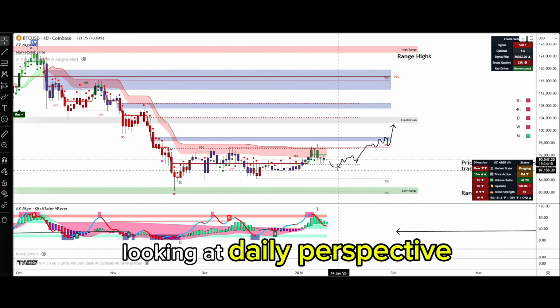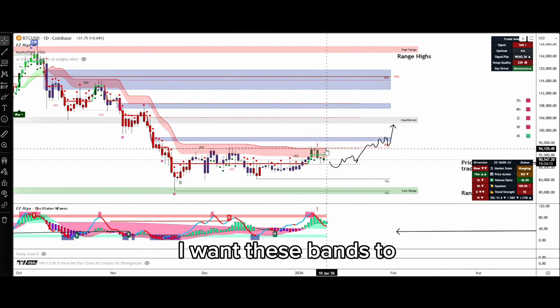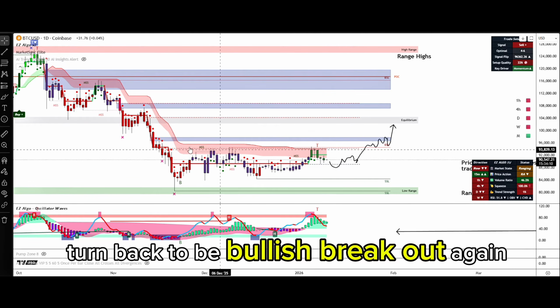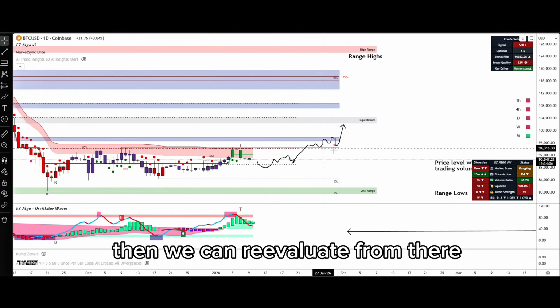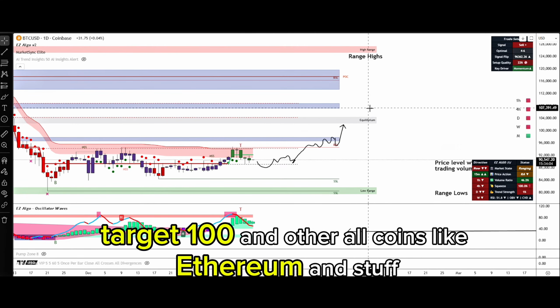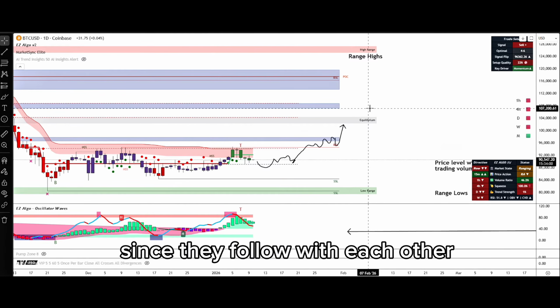Looking at the daily perspective, I want these bands to turn back to bullish, break out again, and then we can have that stronger move. And then we can reevaluate from there and target 100K, and other altcoins like Ethereum and stuff. I mean, we can target higher levels since they follow each other.